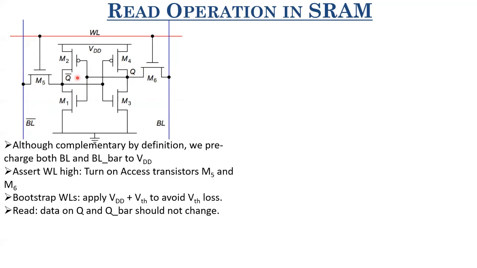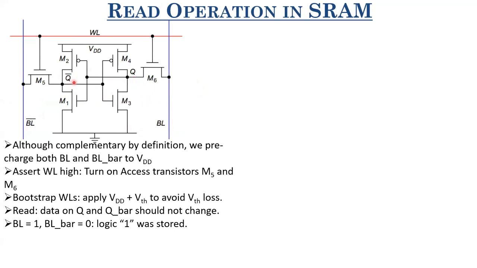So in that case, if it is an ideal read process, then BL should be equal to 1 and BL bar should be equal to 0, because Q bar equals 0 and Q is equal to 1. And that will represent that a logic 1 was stored here and that was read subsequently.